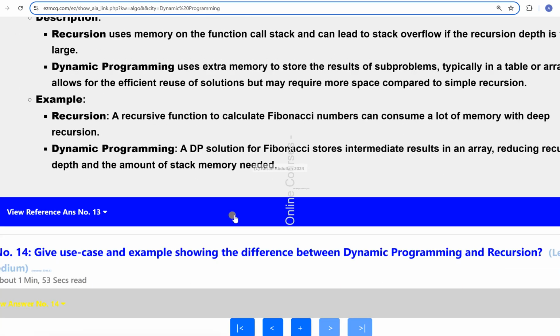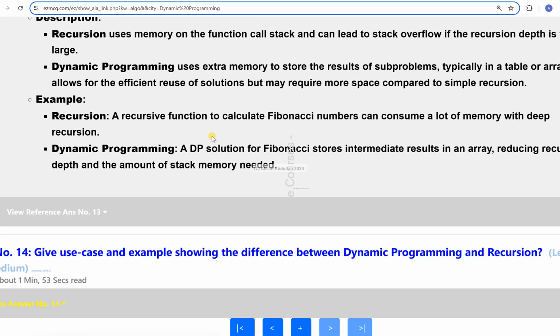Okay, so that's about it for this comparison. And of course, we can see on the screen that recursion for Fibonacci numbers can consume a lot of memory with deep recursion, which I've already stated. But dynamic programming reduces the recursive depth and the amount of stack memory needed. So we end this comparison and the topic.